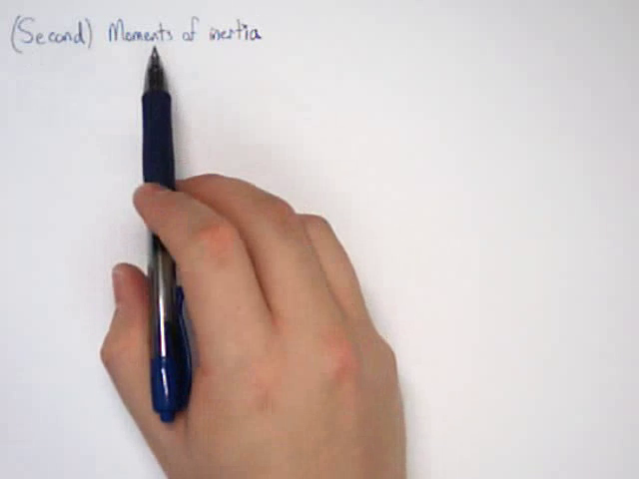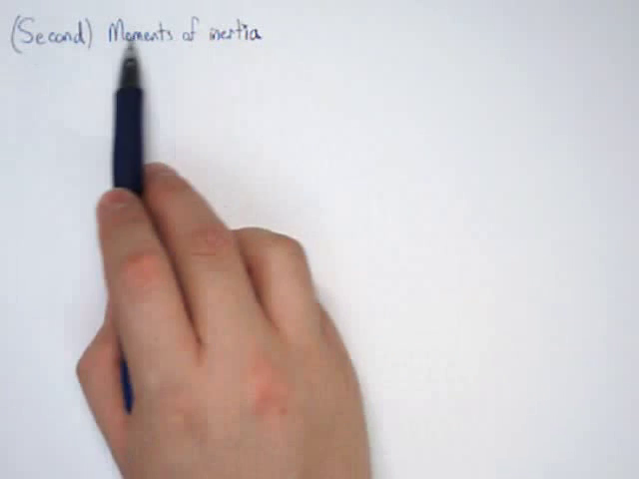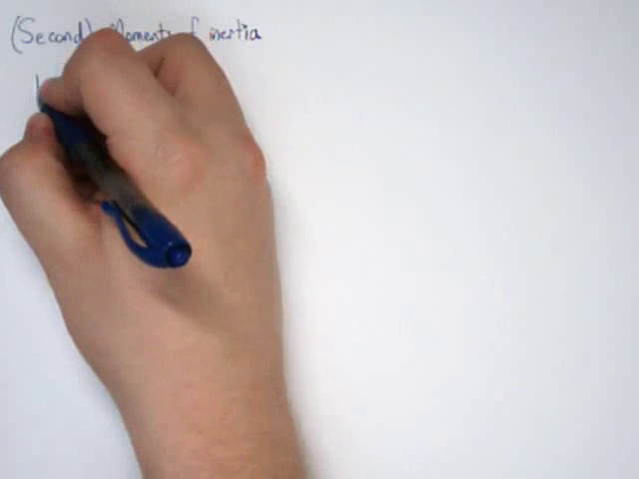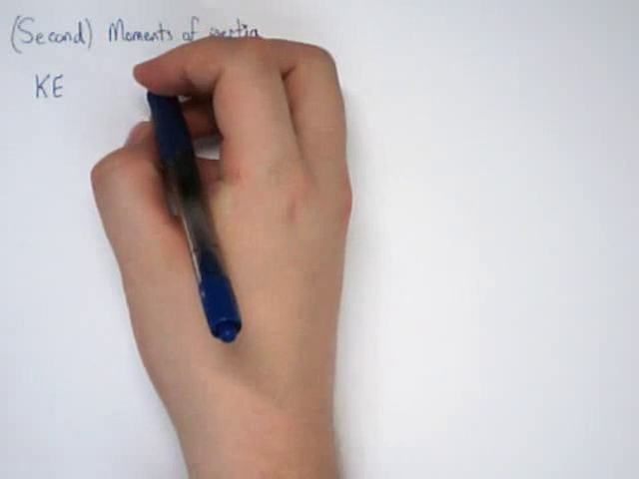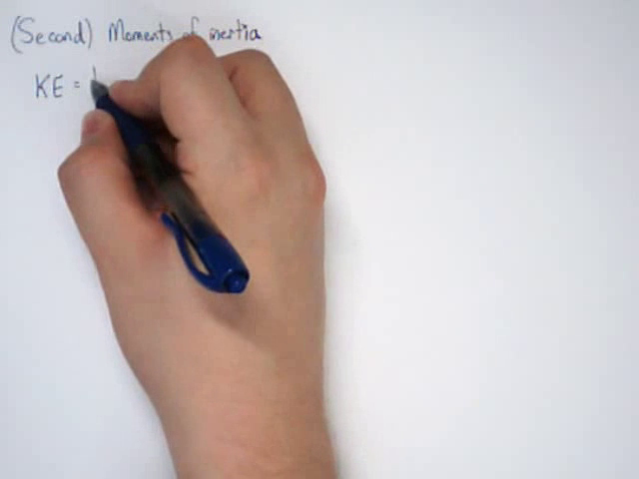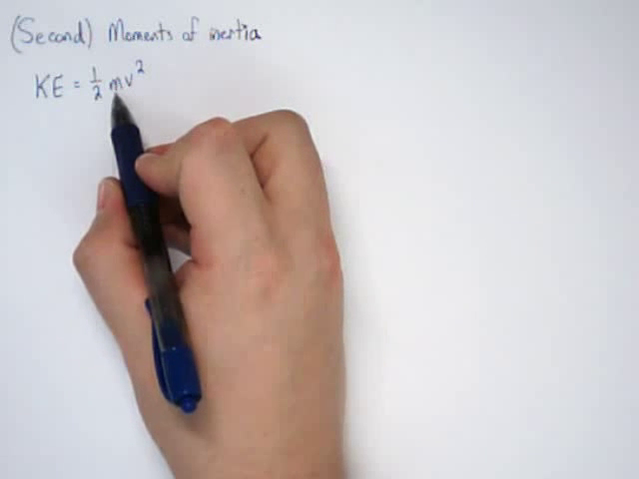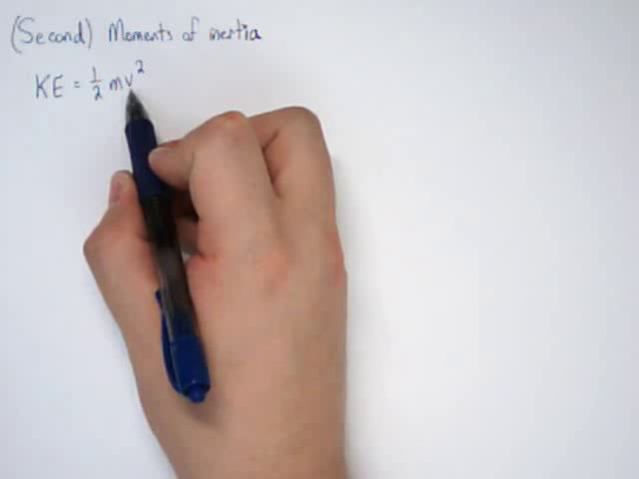In this screencast, we're going to look at what are called moments of inertia, or in some places, second moments of inertia. The idea is we're going to go back to physics a little, and we're going to look at an equation for kinetic energy. Kinetic energy in a physics class you'll often derive as 1/2 mv squared, where m is the mass of an object and v is the velocity.